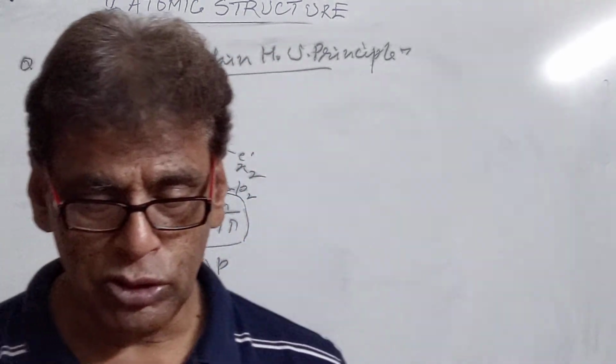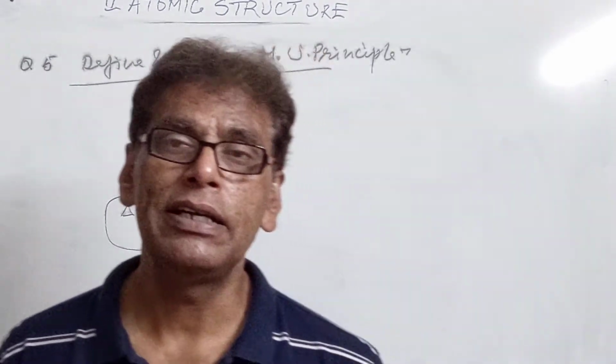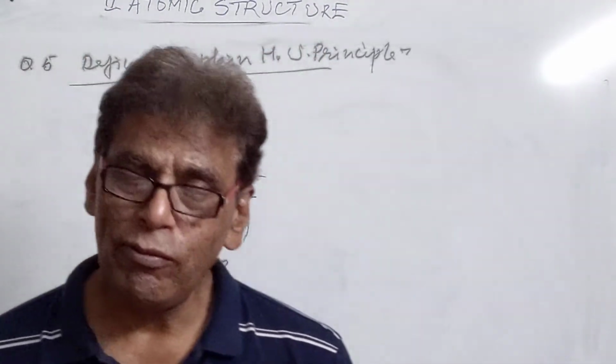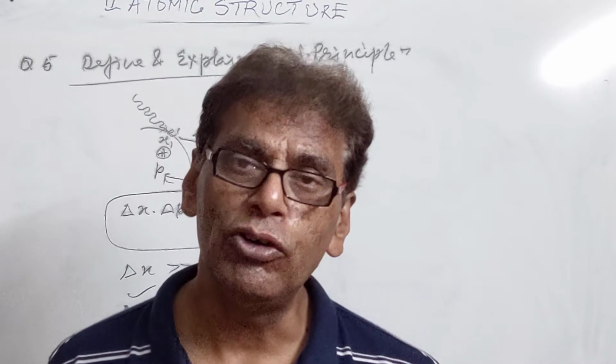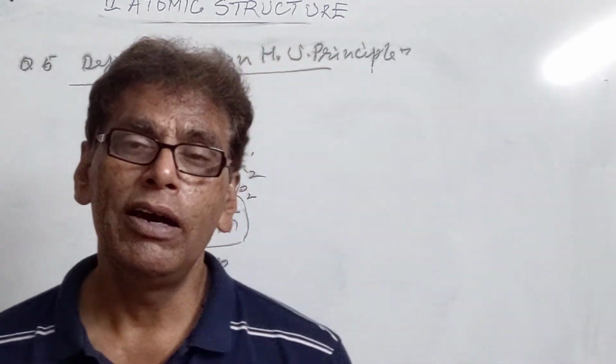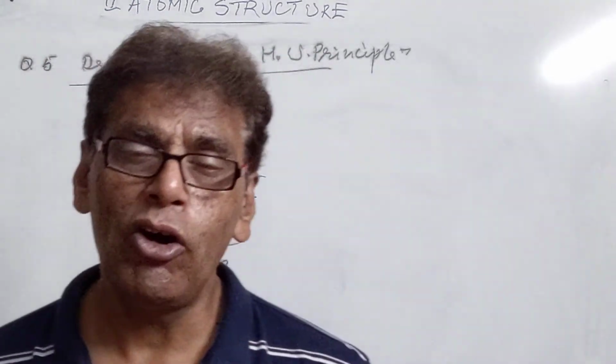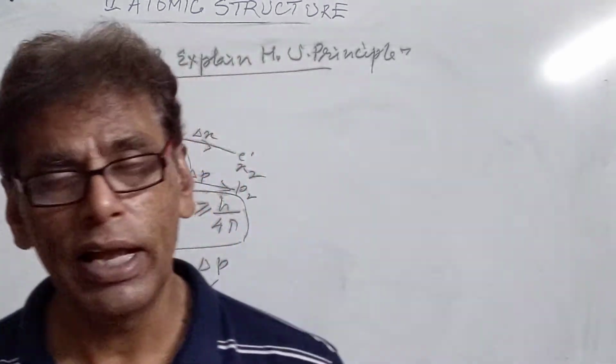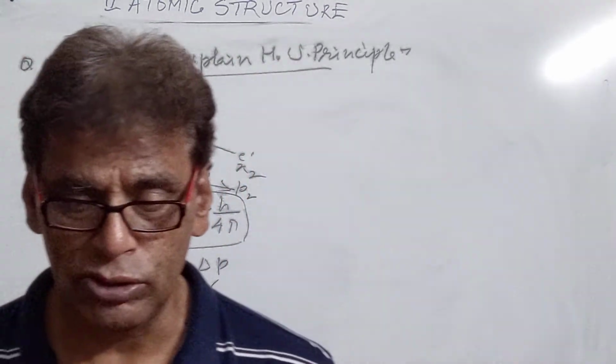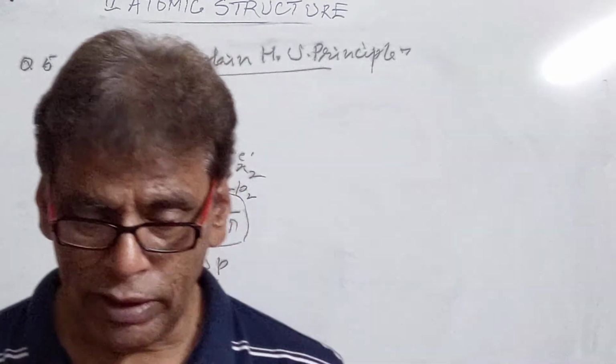Then there is a small question: how many electrons can be present in the 4f subcell? Any of the f subcells, 4f, 5f, any of them, have 7 orbitals. Each orbital can keep 2 electrons, so there will be 14 electrons in the 4f subcell or 5f subcell, any of the f subcells.